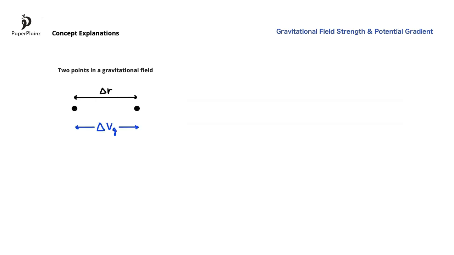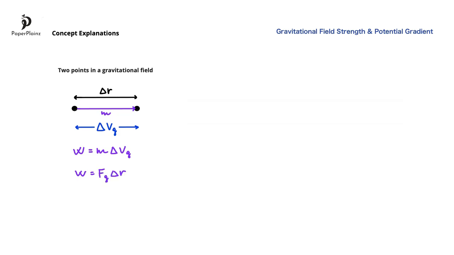If you move an object of mass m between the points, work is done on the object, and this work, that we'll denote as W, can be expressed in 2 different ways. It is equal to either the mass of the object multiplied by the gravitational potential difference between the 2 points, or using the concept that work done by a force is equal to the magnitude of the force multiplied by the distance over which the object is moved, we get that this work done is equal to the gravitational force multiplied by the distance between the points.